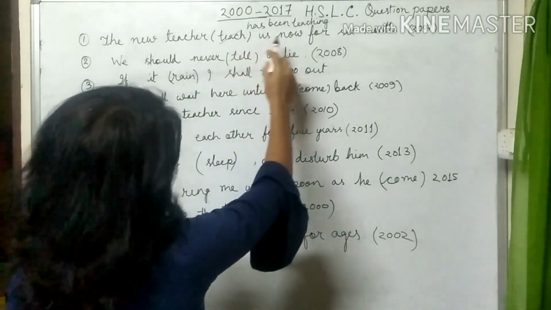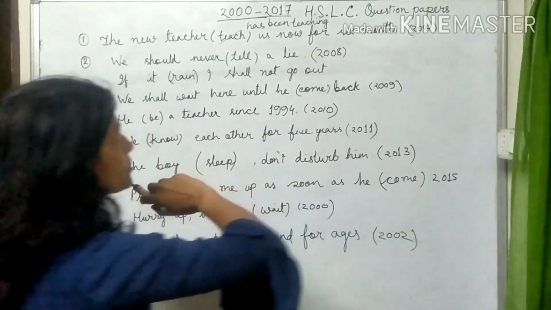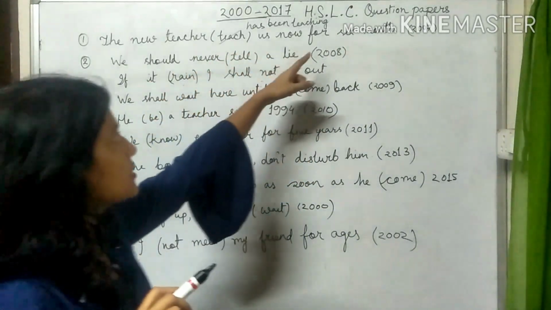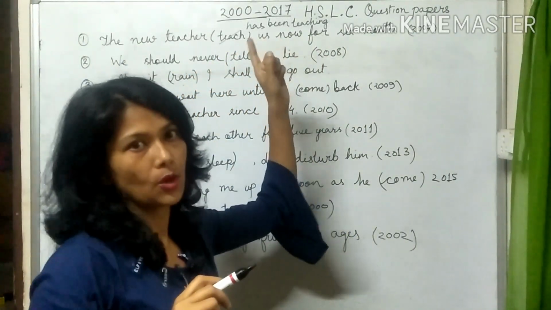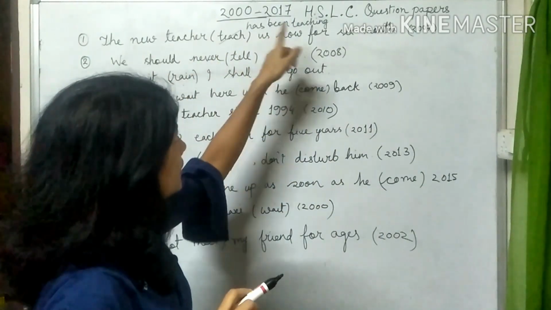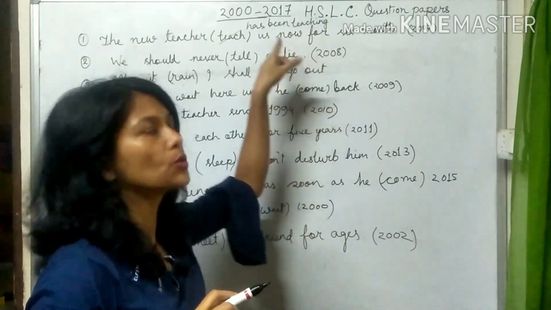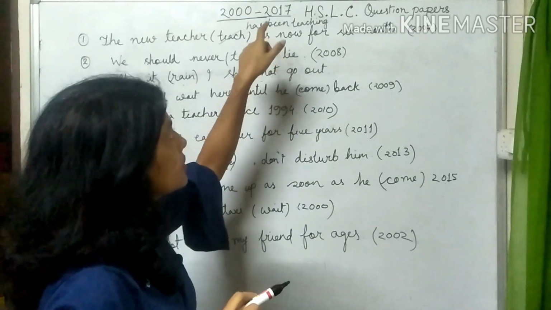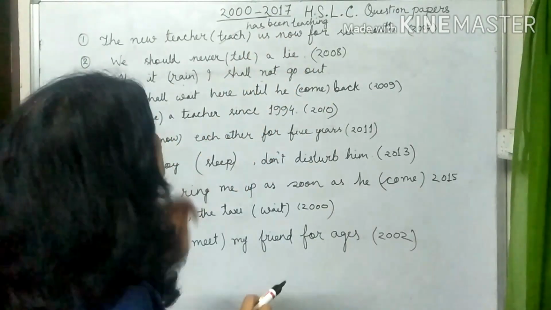The new teacher has been teaching us for 6 months. Why? Because teaching has started from the past, but it's still continuing in the present. So you are using present perfect continuous here.